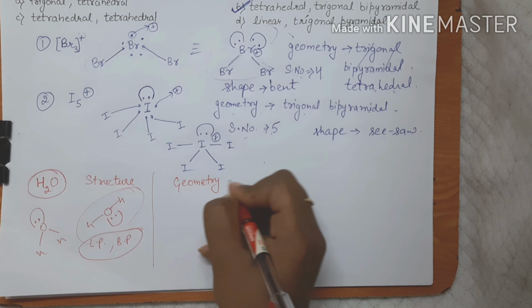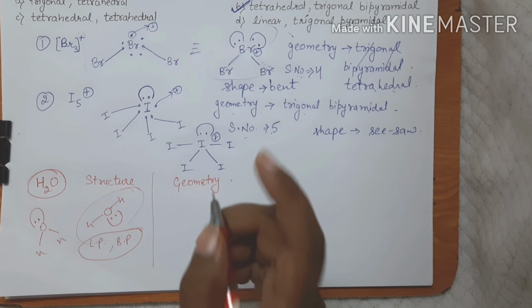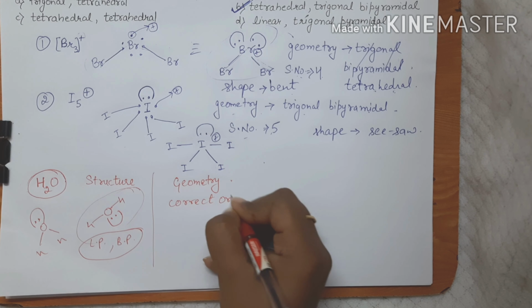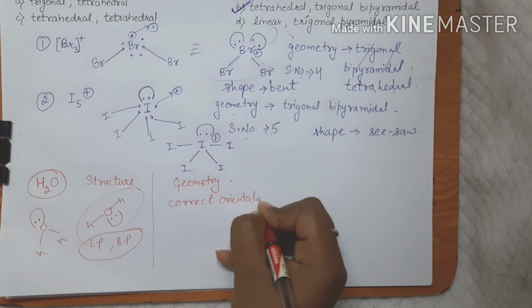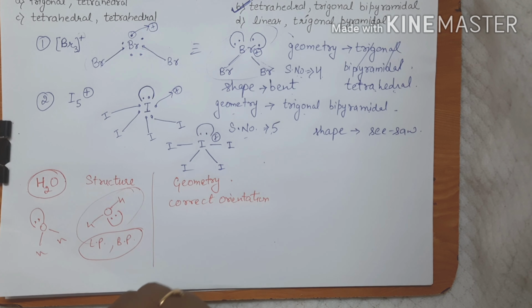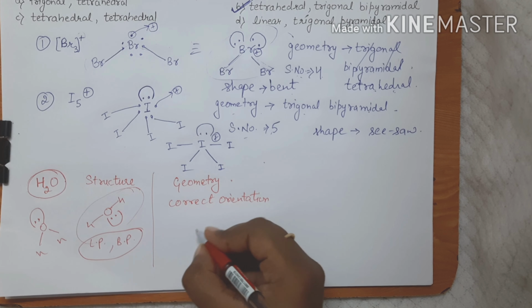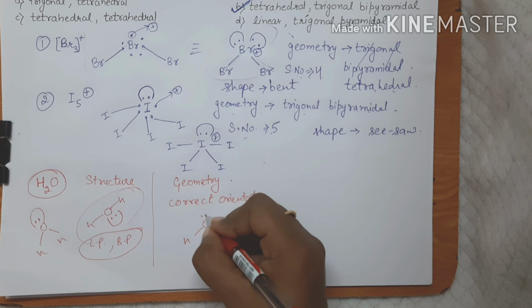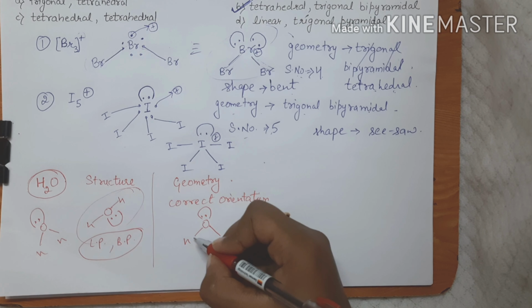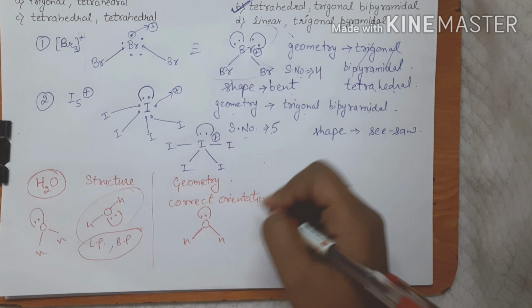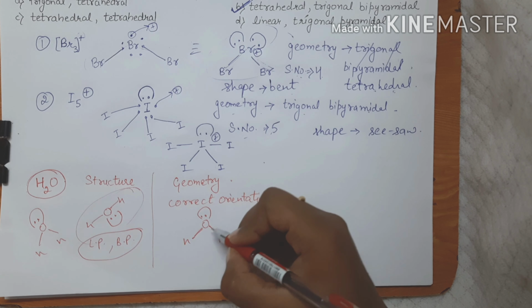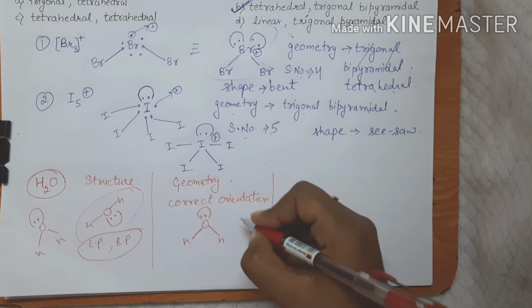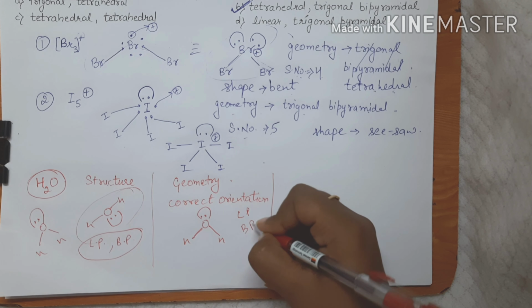then here you have to show the correct orientation. There should be correct orientation of bond pairs and lone pairs, right? So if I talk about water molecule, the orientation should be like this, correct? So you have to think about the angles also. It is like this. So this will be the geometry. Orientation of both lone pair and bond pair matter.